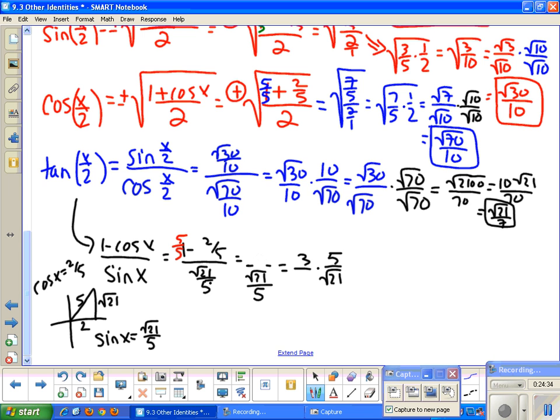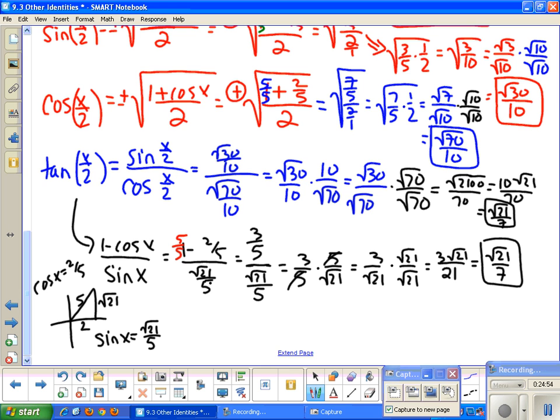Oops. Sorry. So then this would cancel out, and you're left with 3 over root 21. Rationalize the denominator. And when you do that, you would end up with 3 root 21 over 21, which gives you root 21 over 7. So just a different way of finding the same answer.